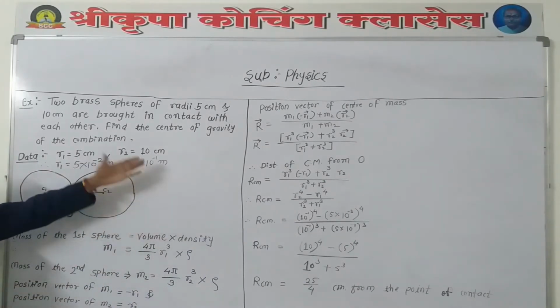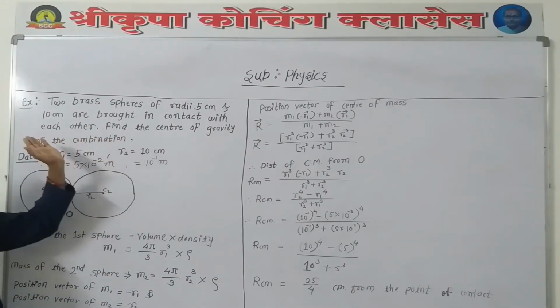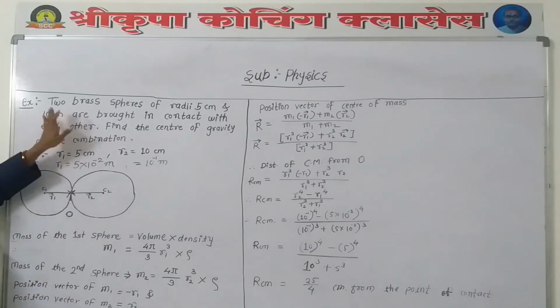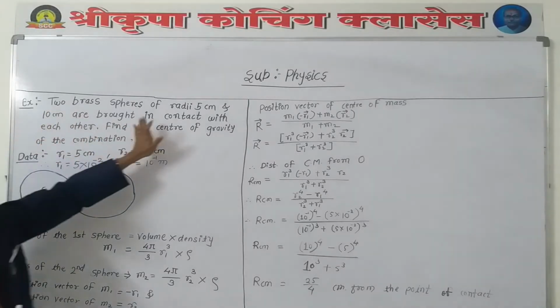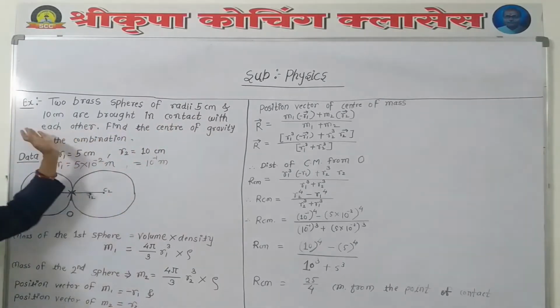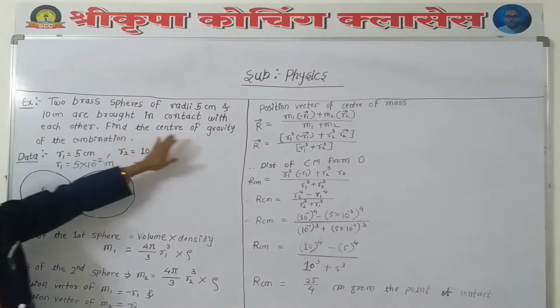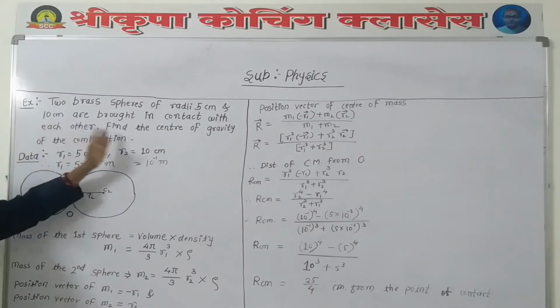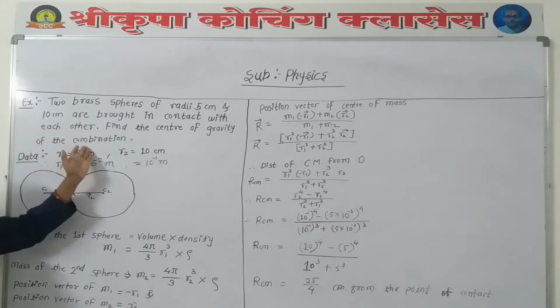Now depending on the center of gravity we see one example, that is two brass spheres of radii 5 cm and 10 cm are brought in contact with each other. Find the center of gravity of the combination.